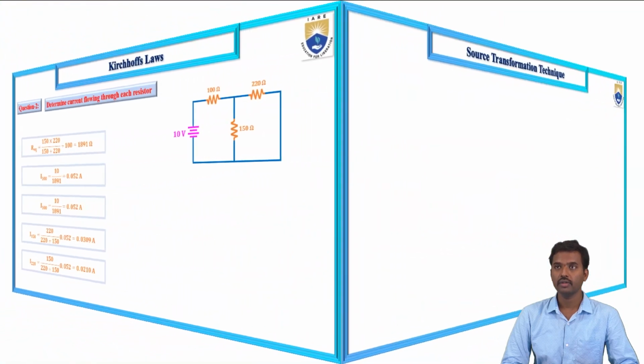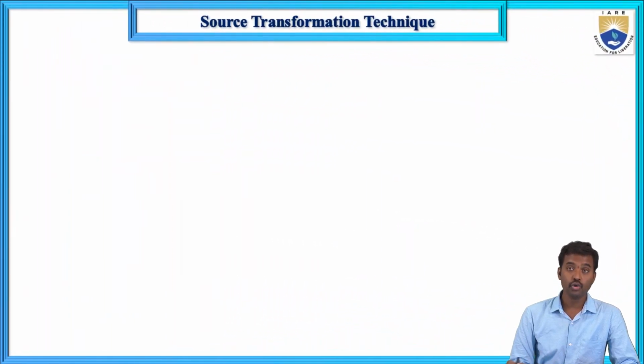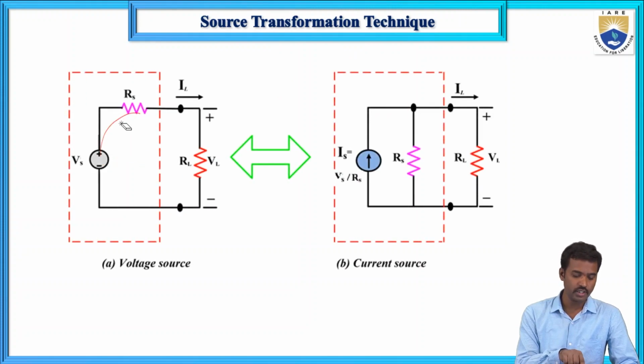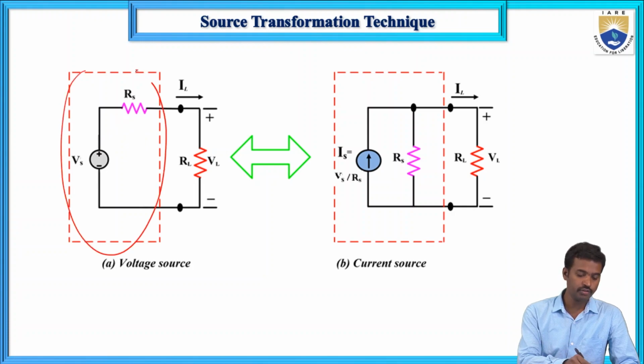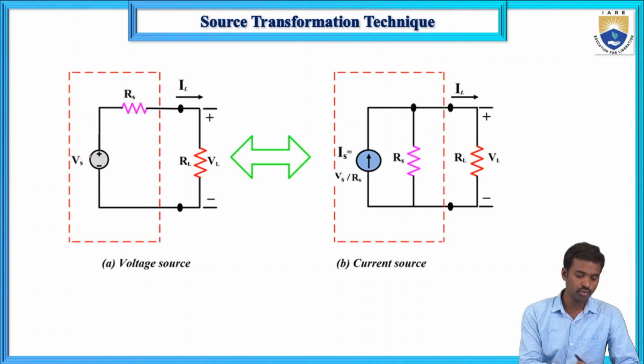So now the next problem is the source transformation technique. In the source transformation technique, first, suppose in the circuit there is a voltage source in series with a resistance. This one is the voltage source and this one is the resistance. If they are connected in series, such a circuit can be replaced by the equivalent, as shown here.